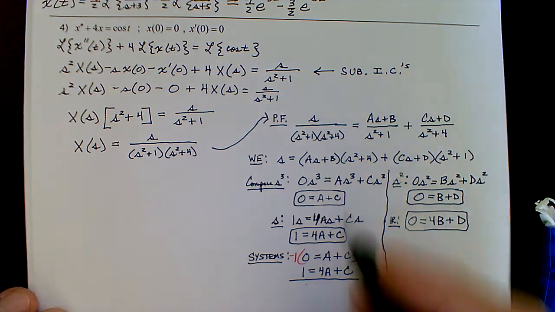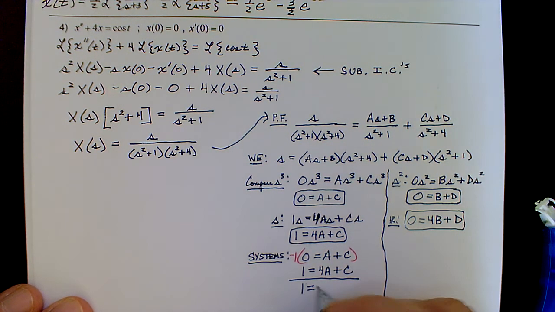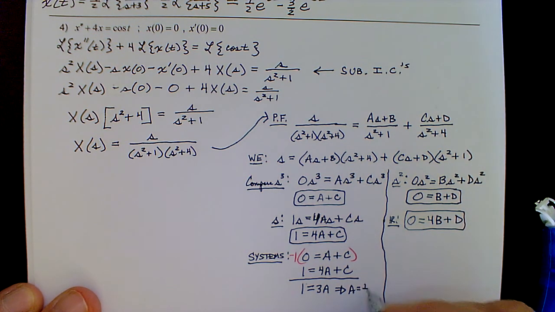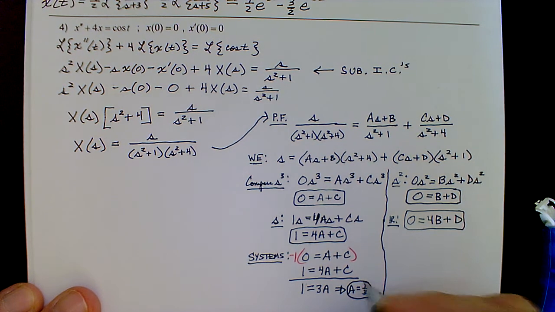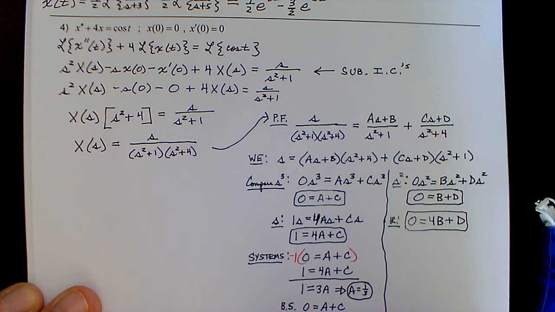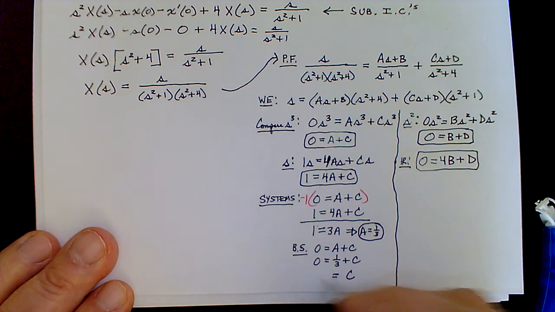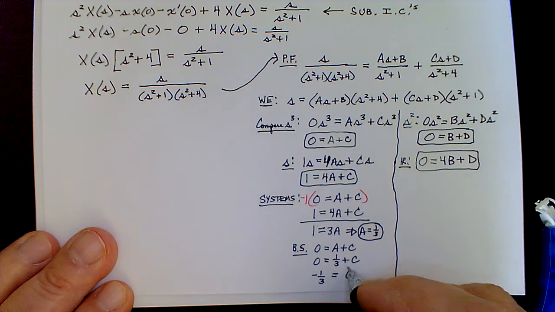Alright, so then the systems: line up the two equations, multiply the top by -1, you get 1 equals 3a, so then a is 1/3, and back substituting, 0 equals a plus c, so 0 equals 1/3 plus c, so c is -1/3.